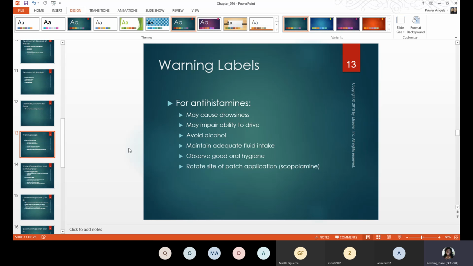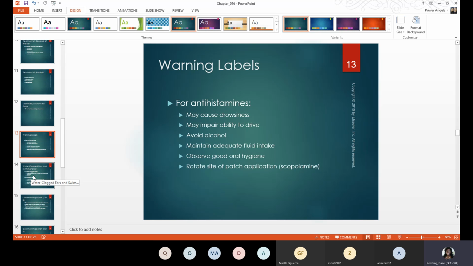So generally, when a warning label is selected, we choose usually about one or two. You always choose the most important ones. So with this one, it's important that we would use an example, possibly that it may impair someone's ability to drive, and then even possibly choosing the avoid alcohol label as an example. So these are just some of the warning labels that would be used for an antihistamine.